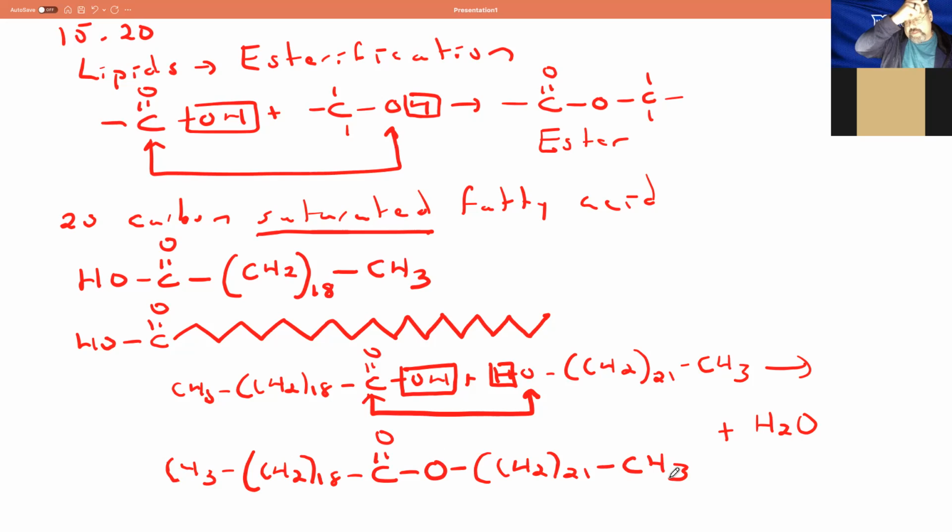Now, I think they might even give this structure or talk about this structure in the book. And I think they actually give a different structure. I think instead of 21, they actually put 19.